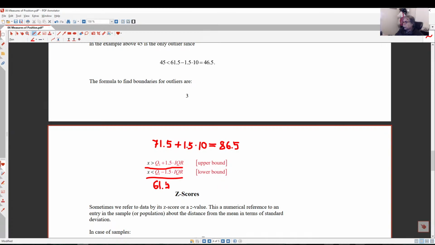And then you subtract 1.5 times the interquartile range, which is 10. So we get 61.5 minus 15. In this case, we get 46.5. That's the lower bound for the outlier. Anything below that would be an outlier.